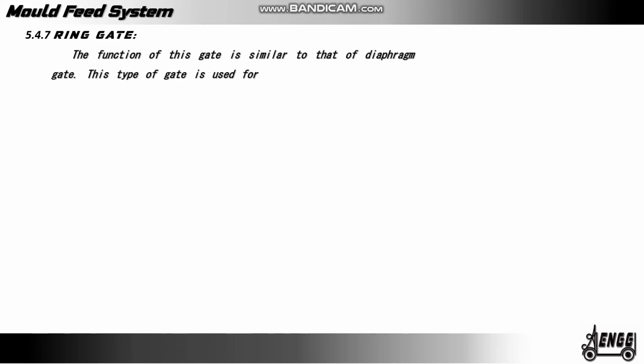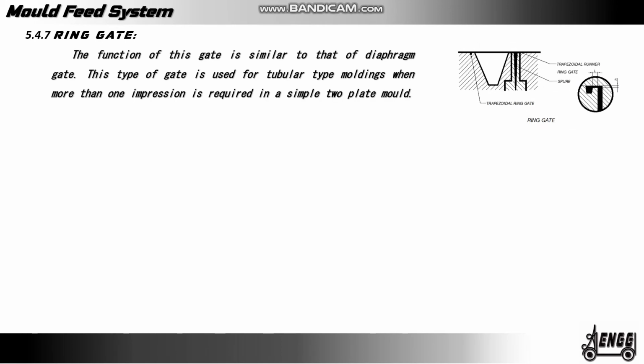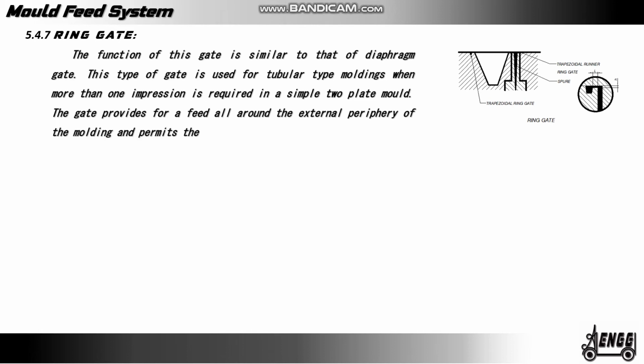Ring gate. The function of this gate is similar to that of diaphragm gate. This type of gate is used for tubular type moldings when more than one impression is required in a simple two-plate mold. The gate provides for a feed all around the external periphery of the molding and permits the use of conventional runner system. Film gate.